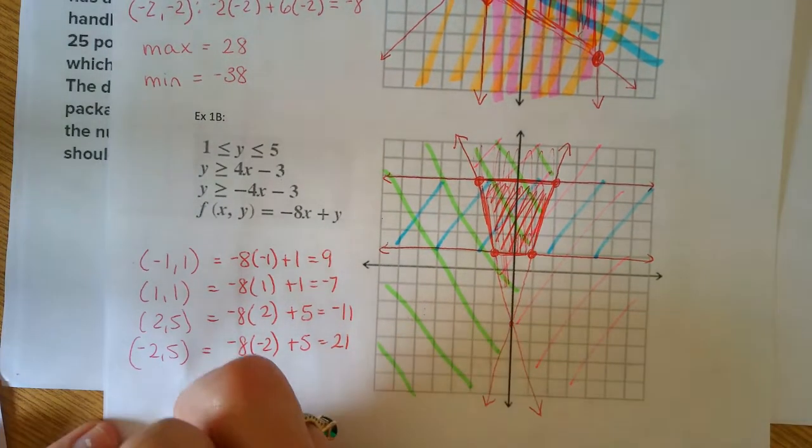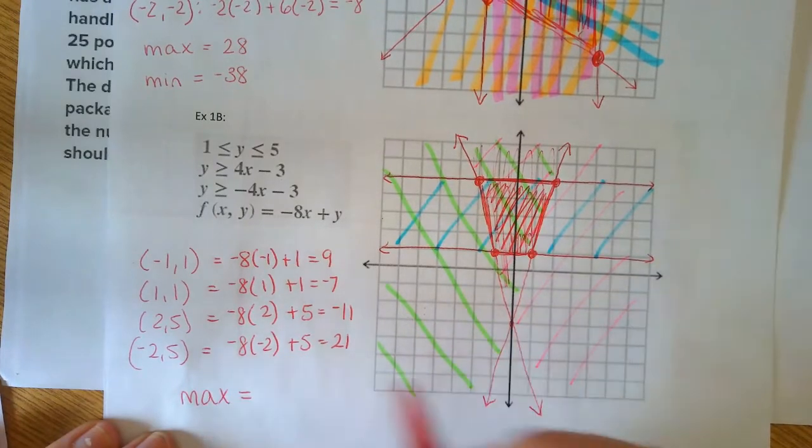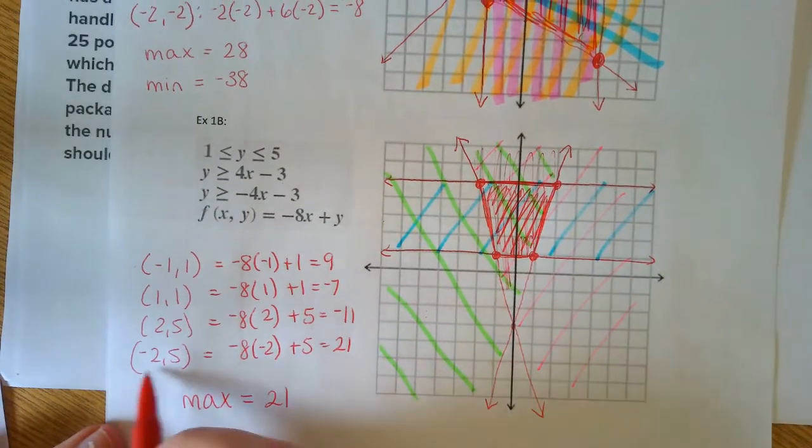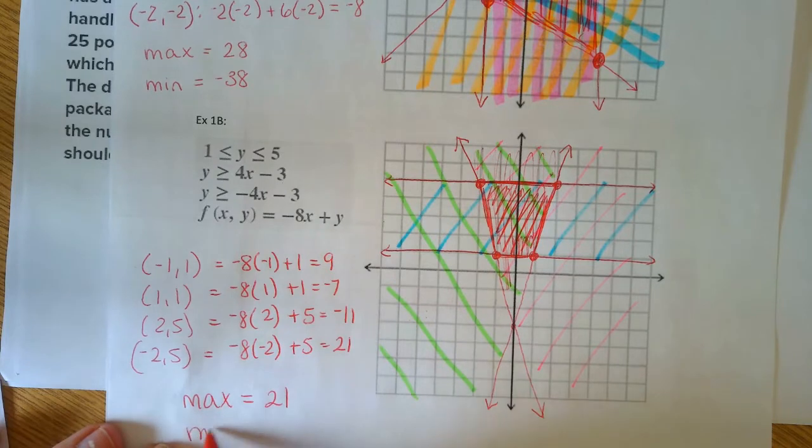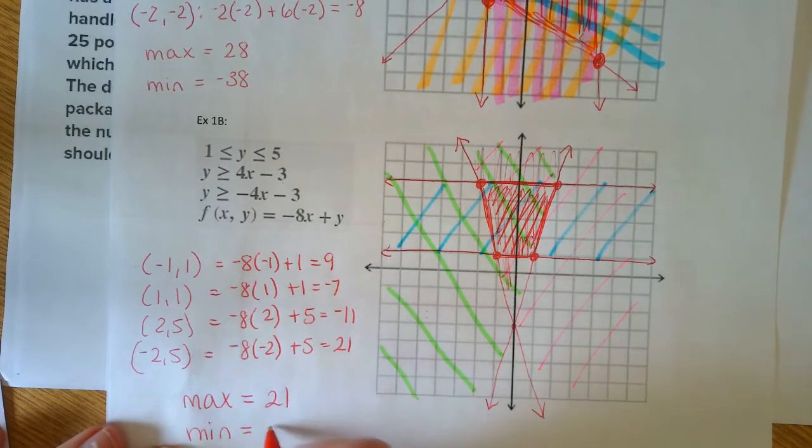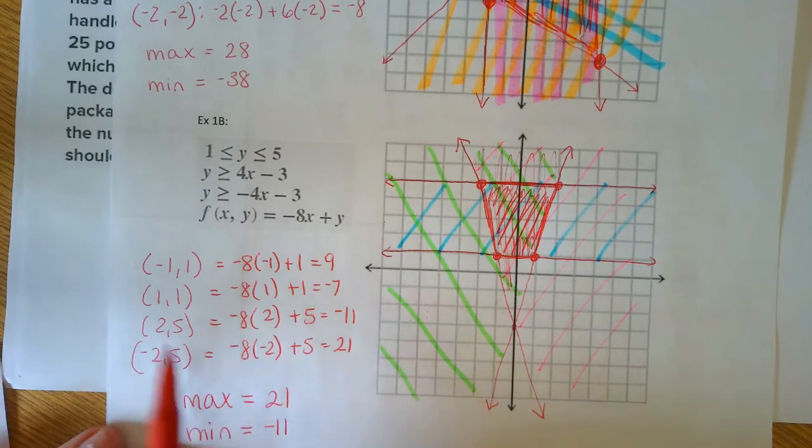So my maximum, my highest value, is 21. That occurs here. And then my minimum value would be negative 11 at that point.